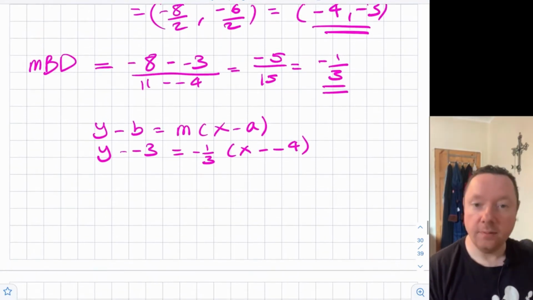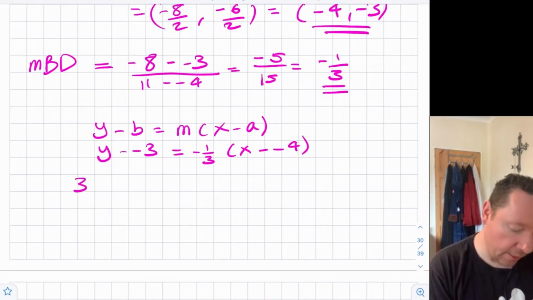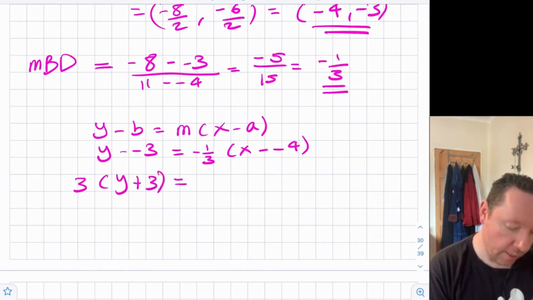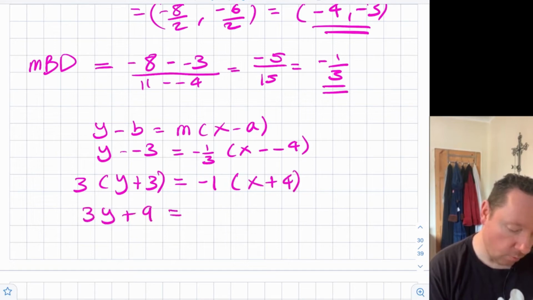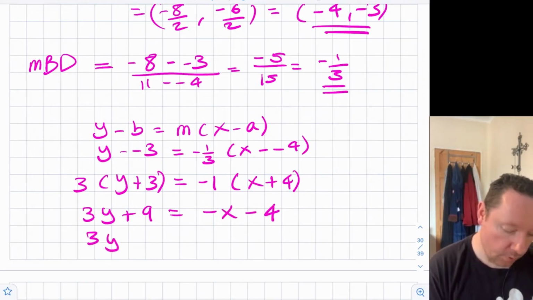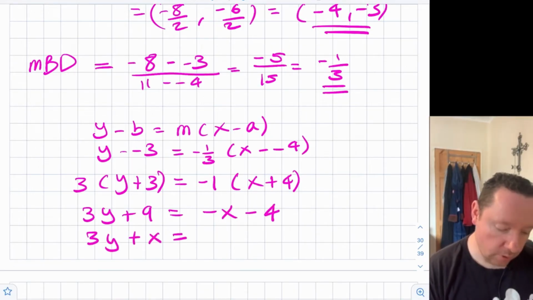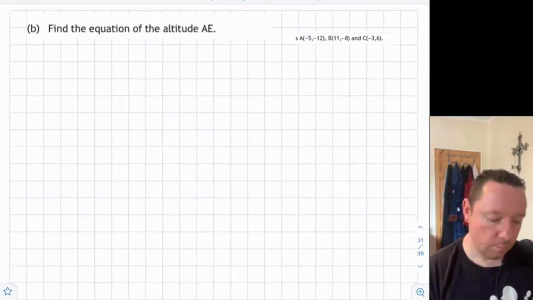Multiplying through by 3, we get 3 bracket y plus 3 equals -1 x plus 4. Or 3y plus 9 equals -x minus 4. Or 3y plus x equals, taking the 9 over to the side, -13. And there's part A done.